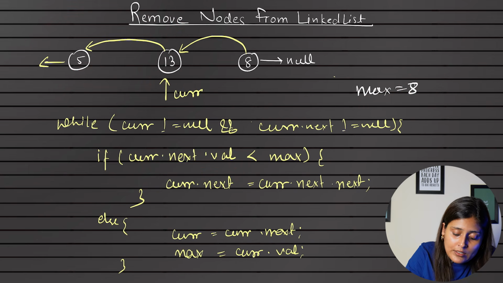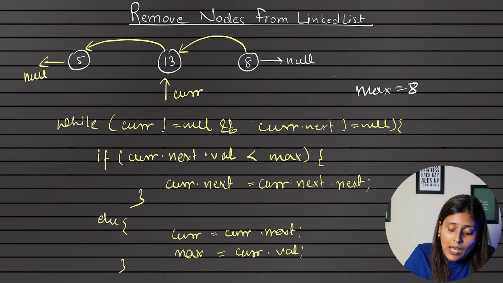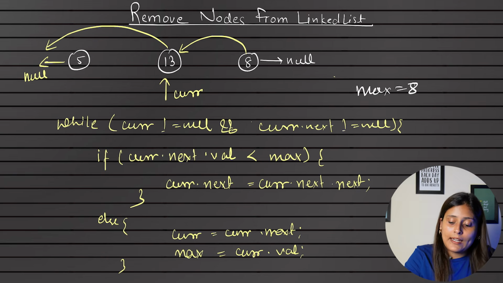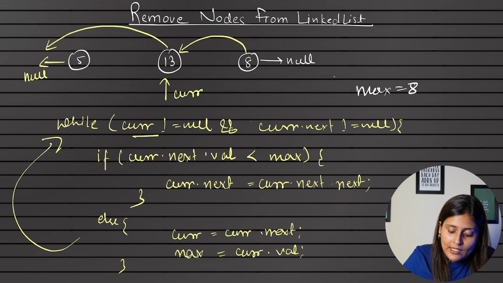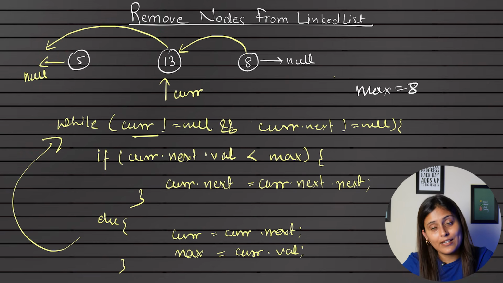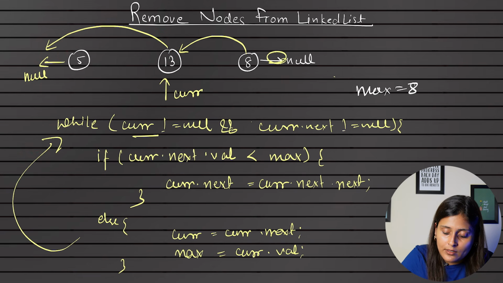So when you reverse this, this was connected to null. So now 13 will get connected to null. Correct? Now again in the while loop you will check: current null? No, it's not null. Current dot next null? Yes, it's null. So now we will come out of this. Okay, so after reversal, this was not there.